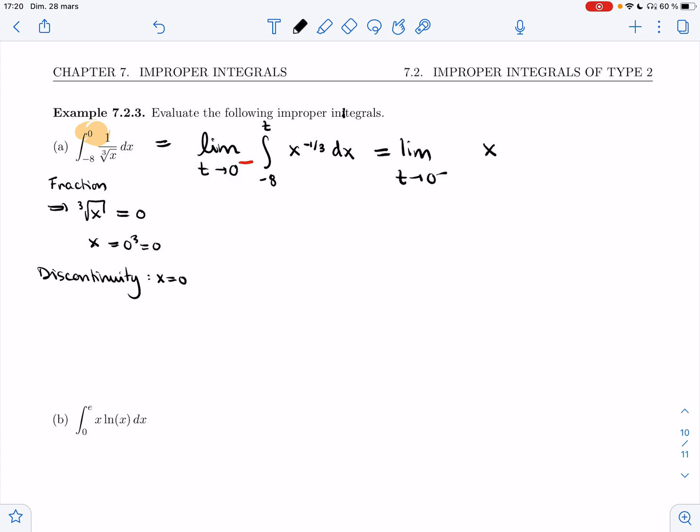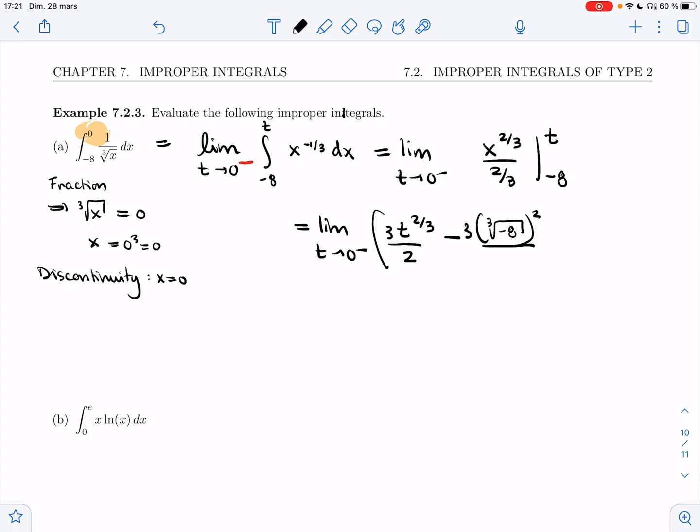So I'm going to take x to the 2/3 over 2/3 from -8 to t. And so I'm going to get the limit as t goes to 0 minus of t to the 2/3 over, well, let's put it as 3/2 minus. All right, if I put -8 here, that's going to be cube root of -8 squared over 3/2 like this as well. If I put in 0, this part is quite nice. It's just a positive power, and so that's going to give me 0. And then I have -3 cube root of -8, that's -2 squared over 2, and I get -6.